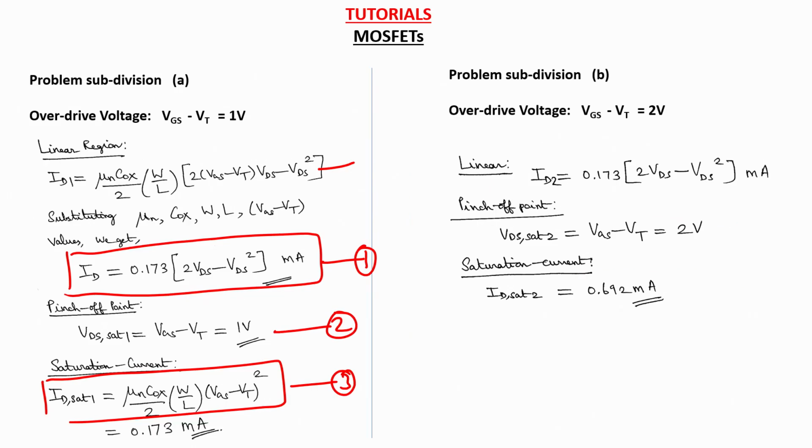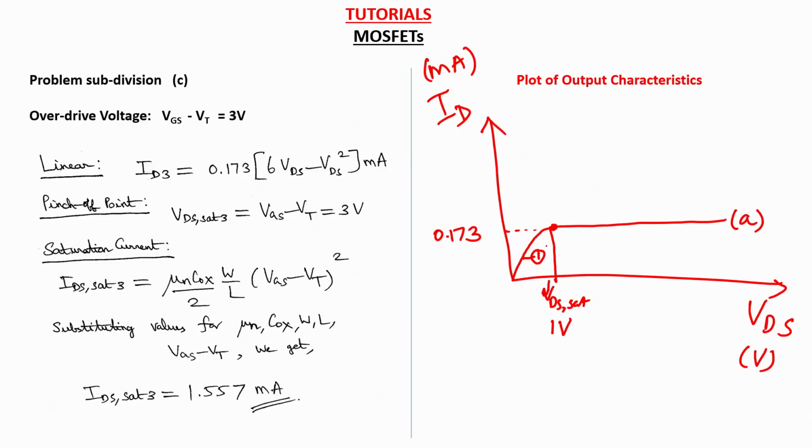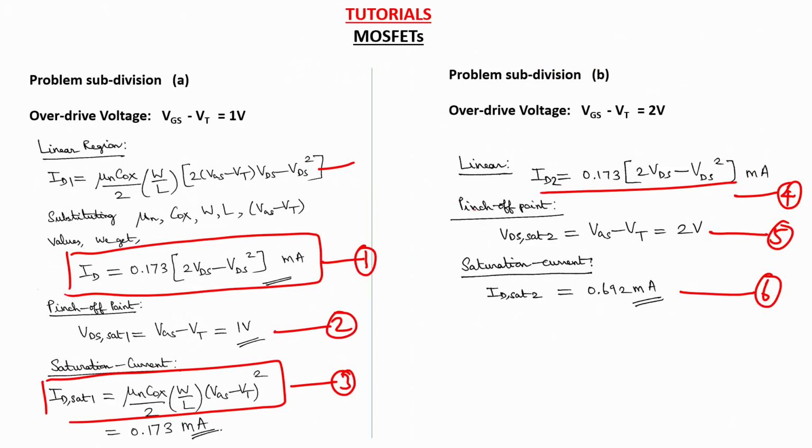For subdivision B of the problem, again you take the other gate overdrive voltages and find the linear region MOSFET equation, and also find the pinch off point and the saturation current value. So let's plot for subdivision B here. Sorry if I am not drawing it to scale. Here the pinch off point comes out to be 2 volts, the linear region equation is given by equation 4, and the saturation current value is 0.692 milliamps.